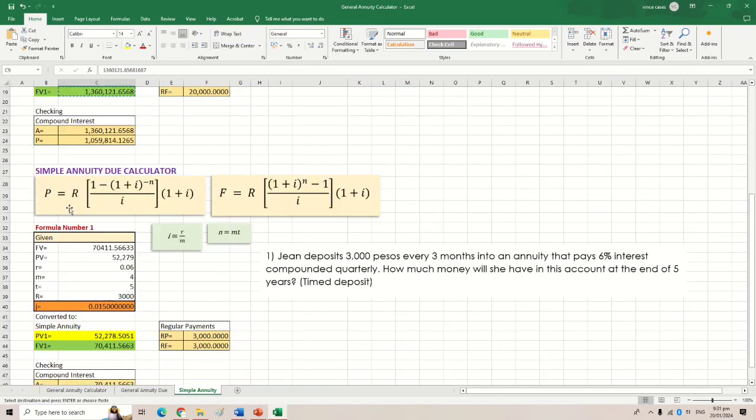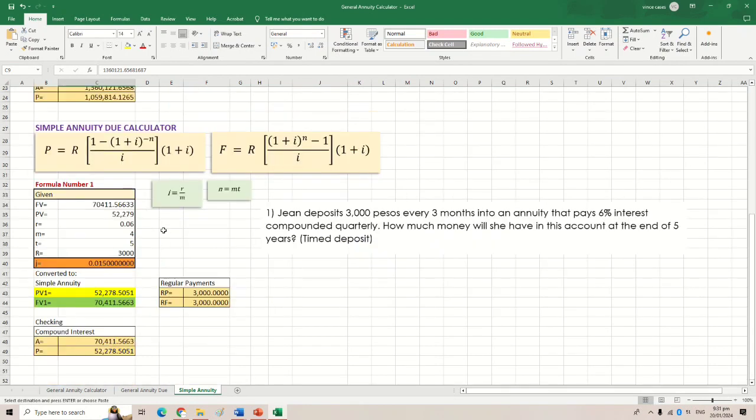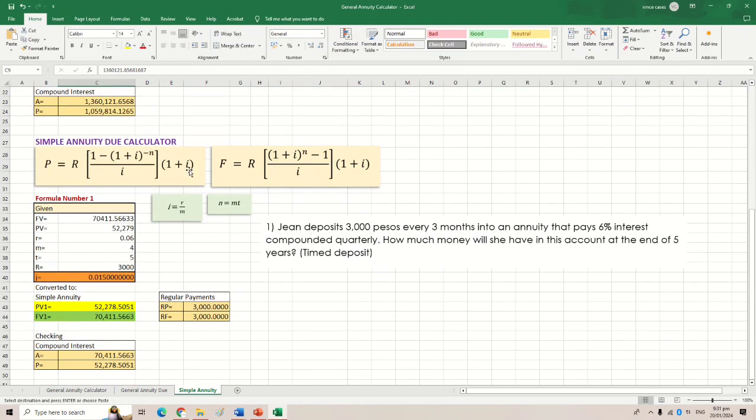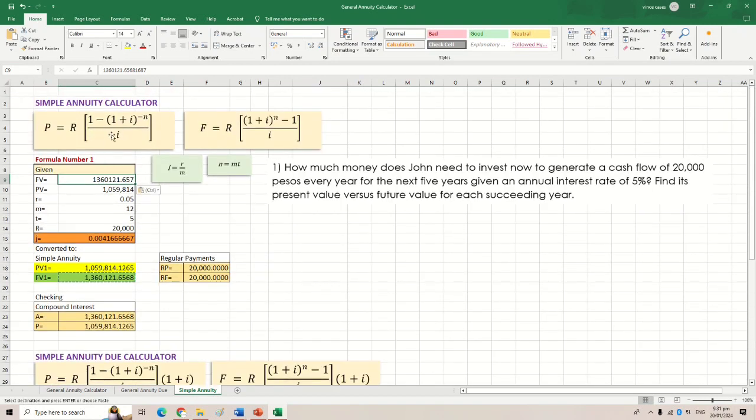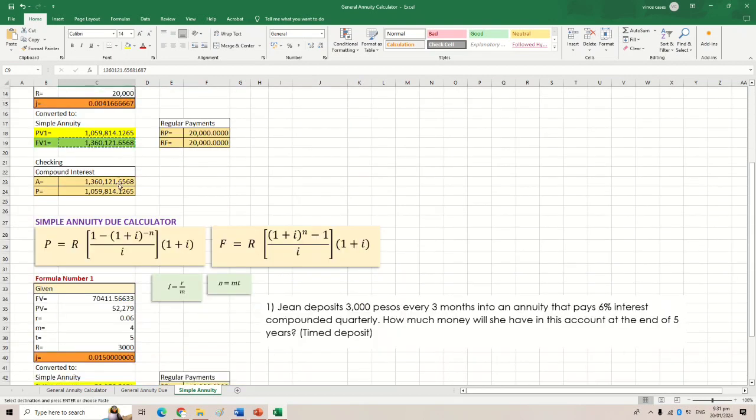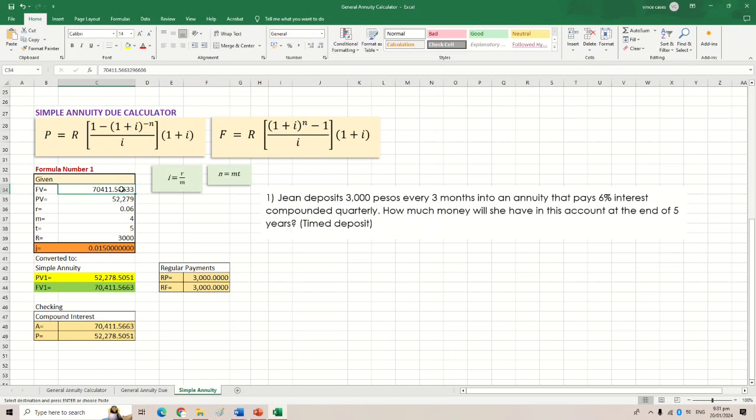Okay, now there is a simple annuity due calculator down here. So this is the formula for the simple annuity due, the present value formula and the future value formula. We just simply add 1 plus i to our simple ordinary annuity, like that. Now let's set all the values here to zeros first.